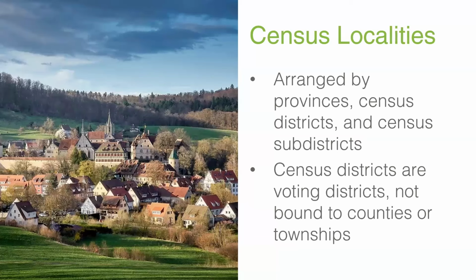But in Canada, they actually follow census districts and census sub-districts, which means that they're not bound to the normal counties or township boundary lines. So they can cross over, and one year they might be in one district in the census, and the next they'll be in a completely different one.